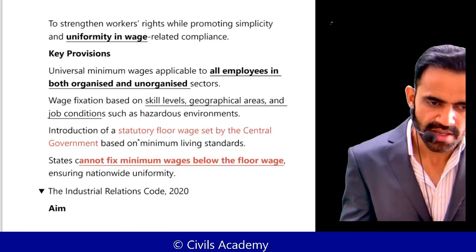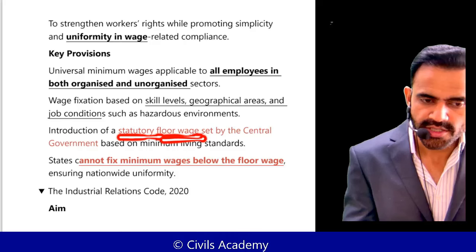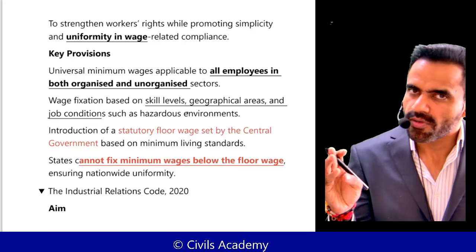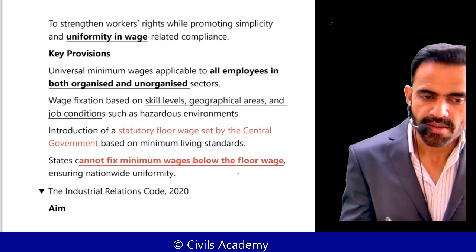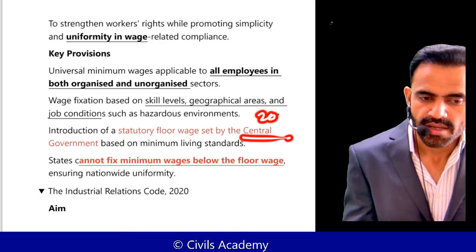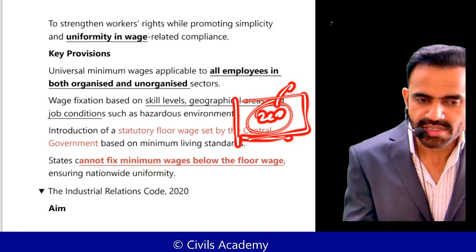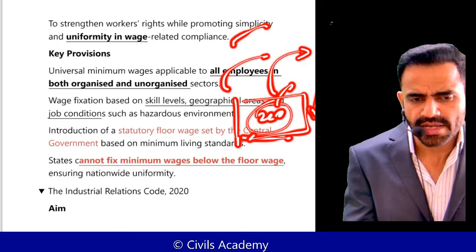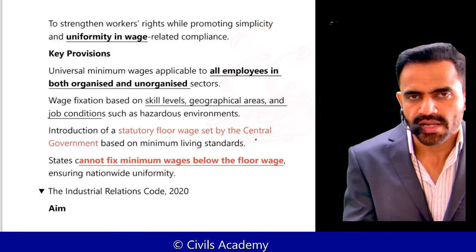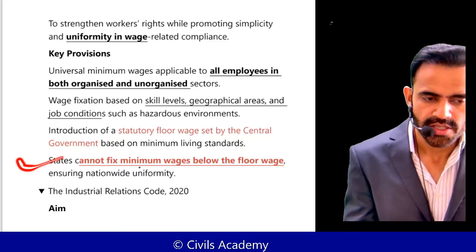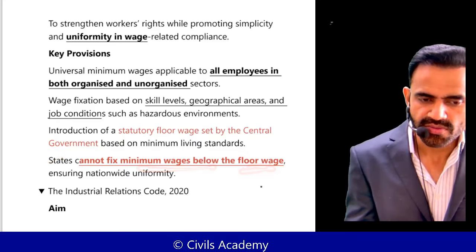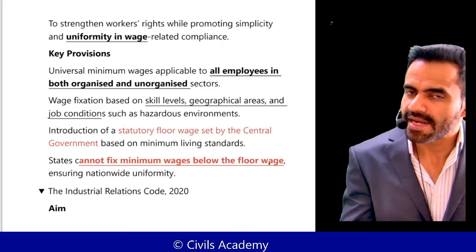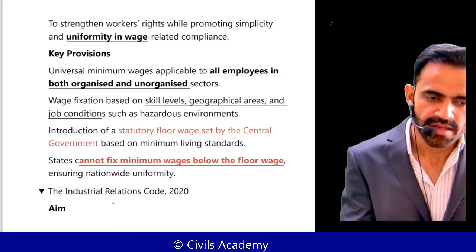Okay. Now, there will be a statutory floor wage. Statutory floor wage means what? Statutory means by law. Floor means minimum amount has been fixed by the central government. Let's say it is 200 rupees. So the states cannot fix wages lower than this. Of course, they can announce higher wage, but they cannot announce below this. So state cannot fix minimum wage below the floor wage. Floor means lower limit, ceiling means upper limit. For example, in land ceiling, we have covered this ceiling concept.